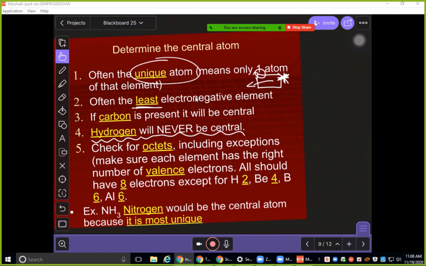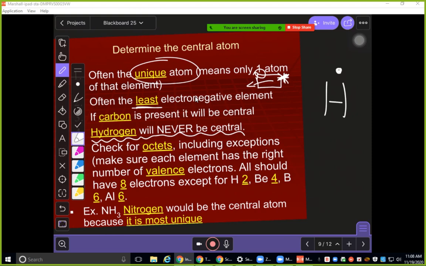Reason why? Hydrogen is in group 1, right? So if hydrogen is in group 1, he has 1 electron. Can he bond with anything else except for one thing? The answer is no. So because of that, hydrogen will never be central, because he can't have bonds like that. That's just weird. Hydrogen only has 1 electron to bond.